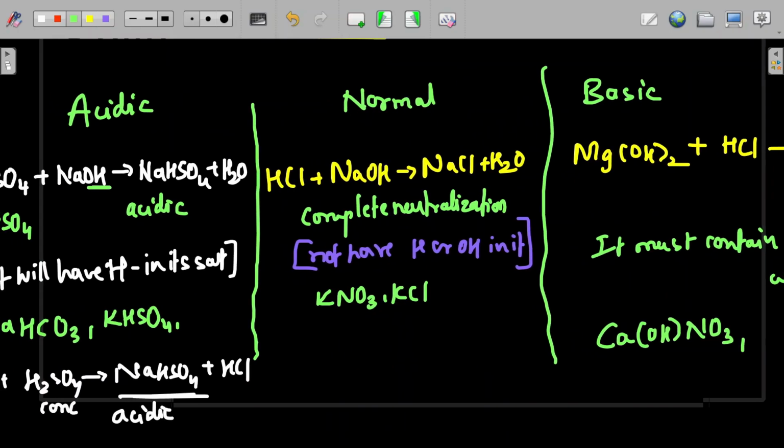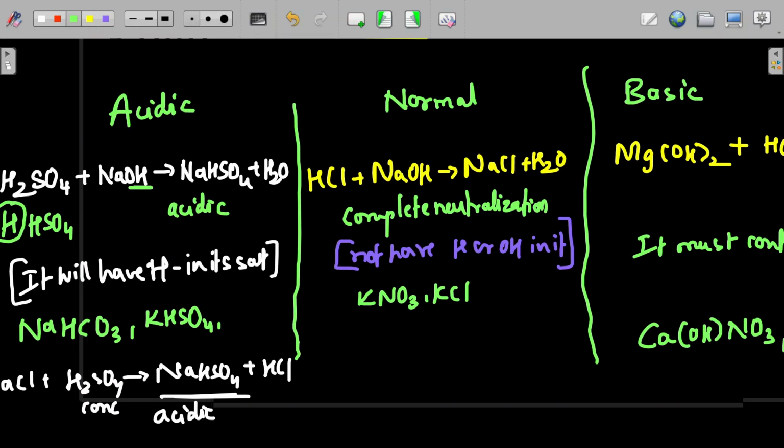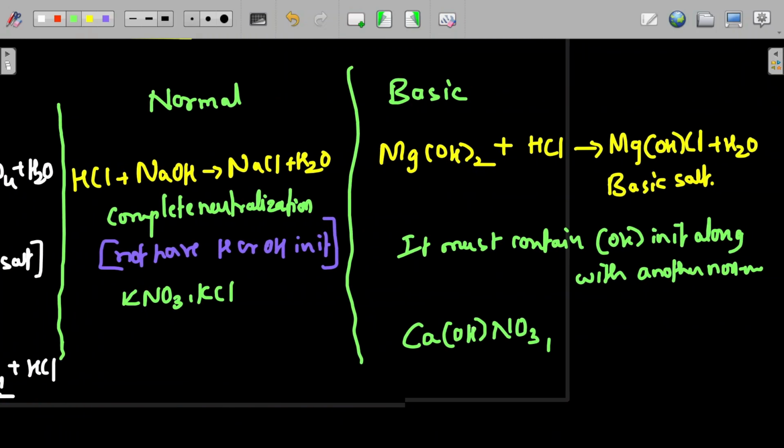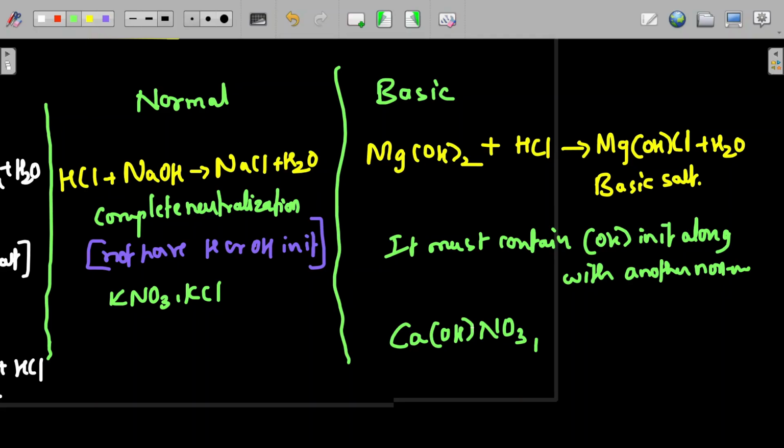So by definition, you have to go by the book only, but I have explained. If it is a complete neutralization of an acid by a base, you will get a normal salt. A partial neutralization of an acid by a base gives an acidic salt. And partial neutralization of a base by an acid gives a basic salt. These definitions are there. Usually they will give you this for state the term, name the following questions.